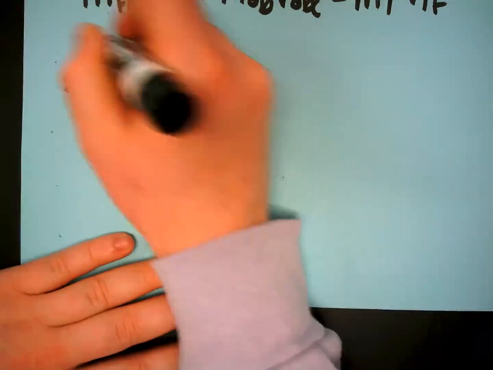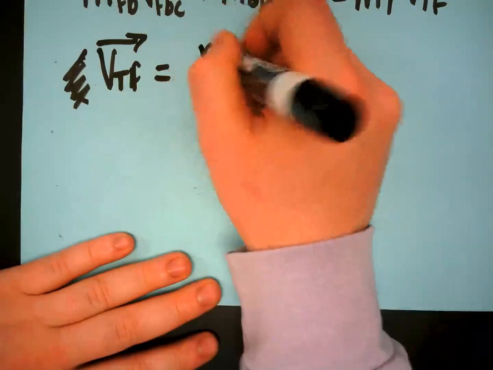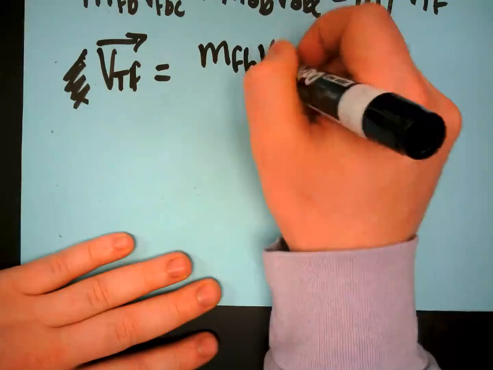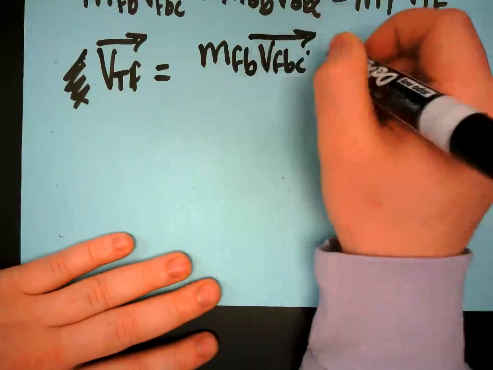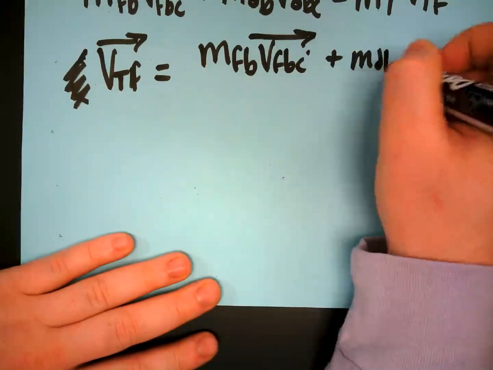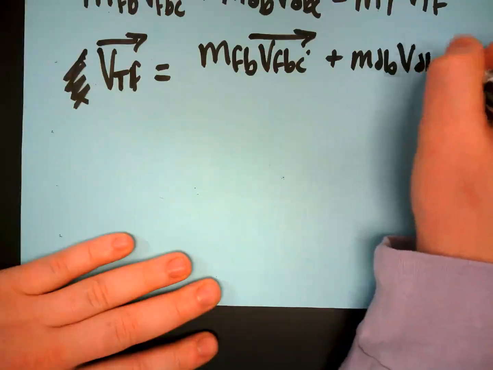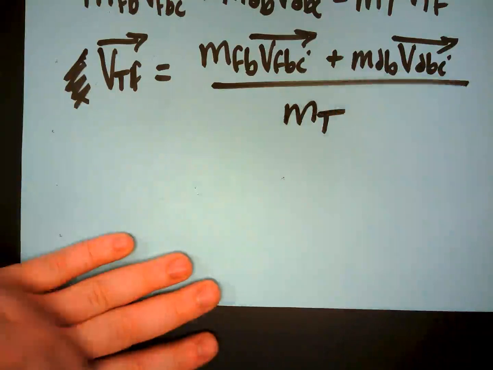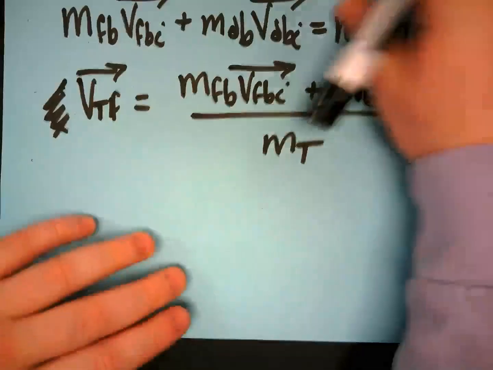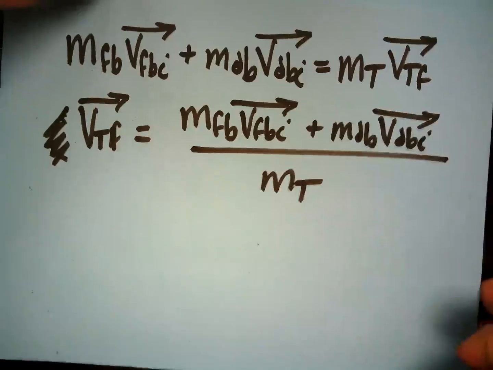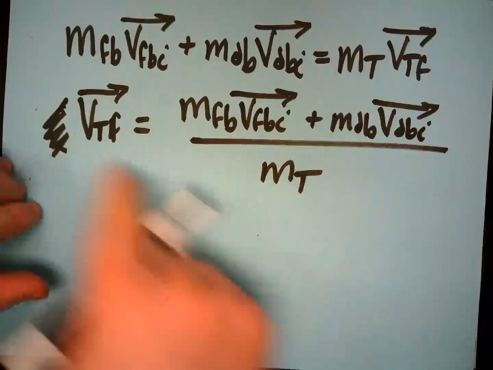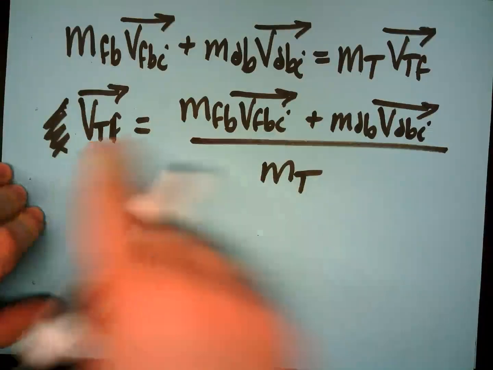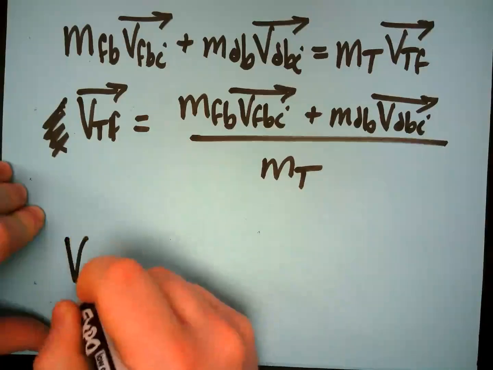Okay, mFB vFBi plus mDB vDBi over mT. Okay, oops, I did not have that in. Sorry about that. Did not see that. And that's what we've got so far.